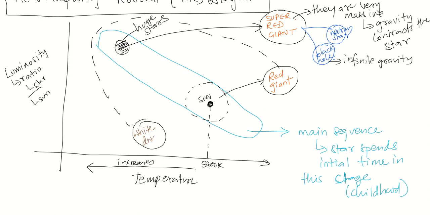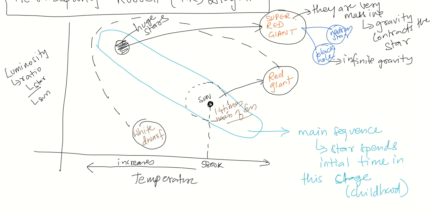White dwarf. So our sun will also become a white dwarf. Okay, so the sun can become this, and anybody within that range of 1.4 times the mass of the sun will become a red giant, and then they will come to the stage of white dwarf.